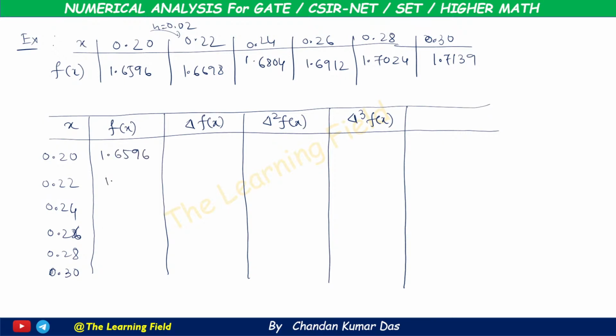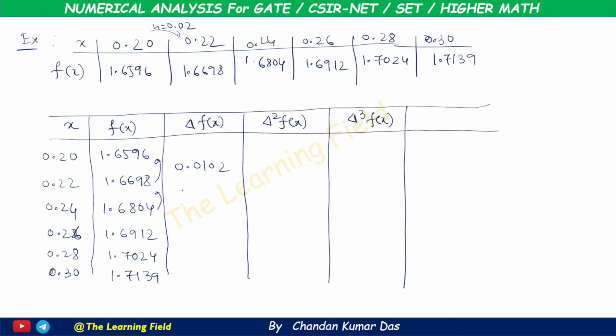So f(x) equals 1.6596, 1.6698, 1.6804, 1.6912, 1.7024 and 1.7139, this one. So delta f(x) means this minus this, then this minus this, delta y0, y1, y2 and y4.